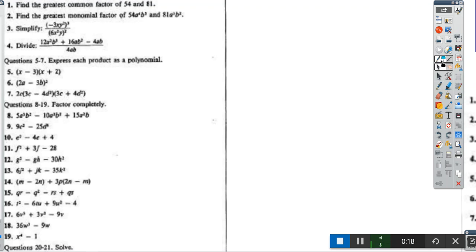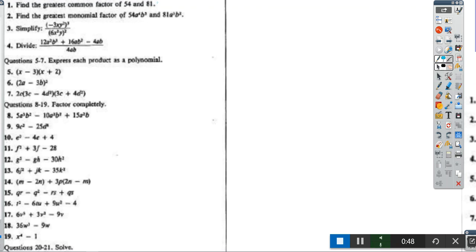Right, so first we're going to find the greatest common factor for 54 and 81. Now, a factor is something that goes into both of them. So what goes into 54 and 81? Well, I know 9 does. 9 times 6 is 54. 9 times 9 is 81. Is there anything bigger? Well, let's see.